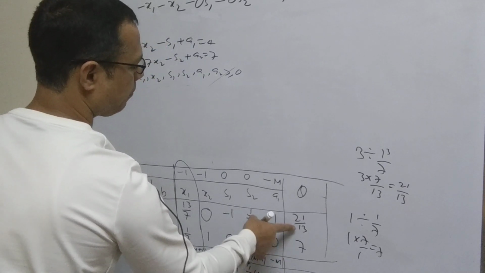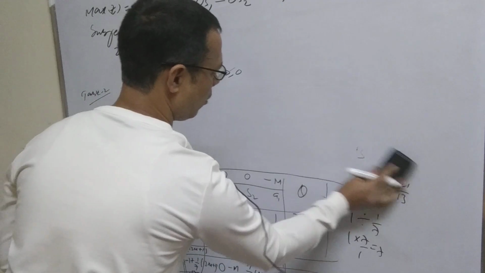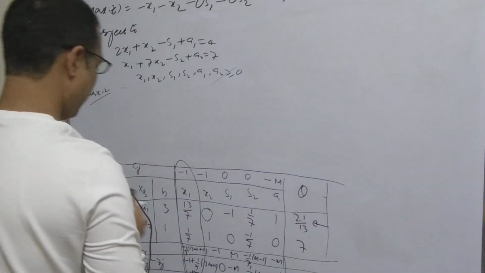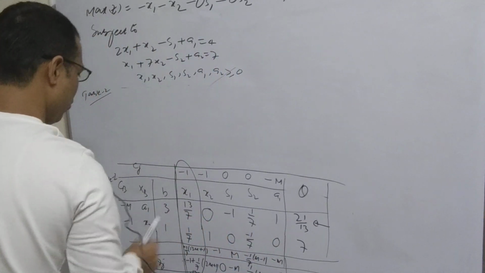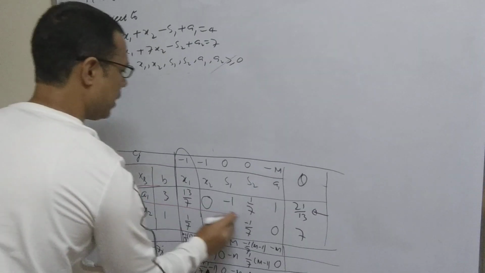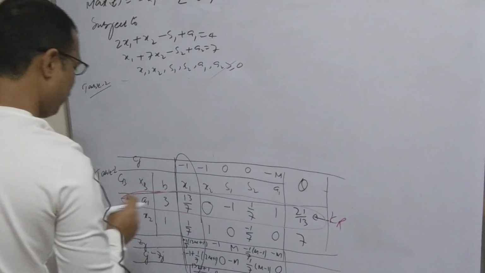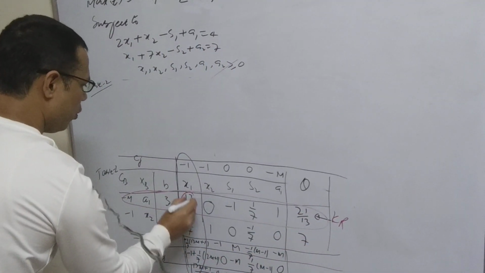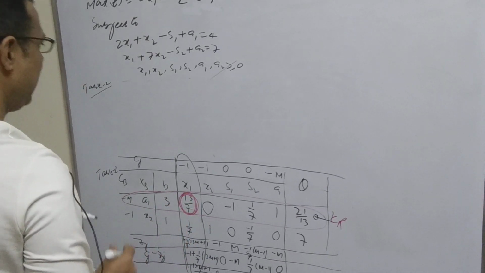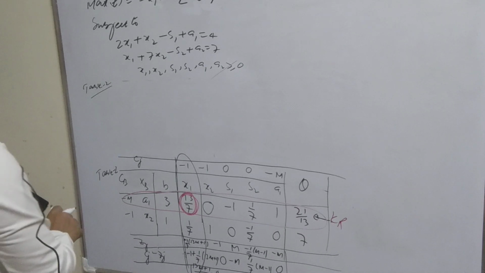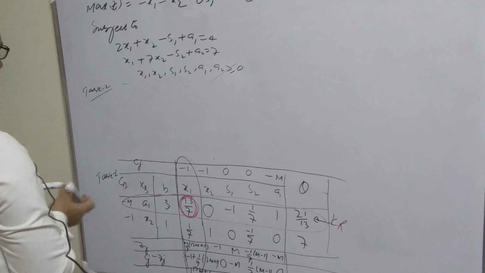Out of these two, this one is the least positive value. So for the least positive value, this row is generally considered as the key row. So now this is the key row. The intersection of key column and key row is going to give you the key element. So the main aim is in the key element to make this value 1. Automatically its reverse will be changed to 0.